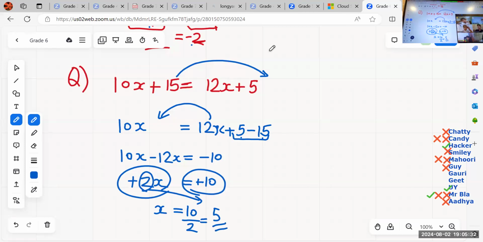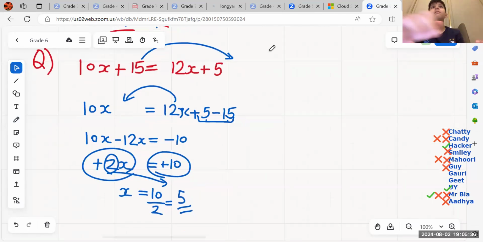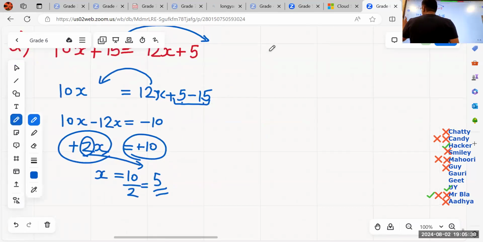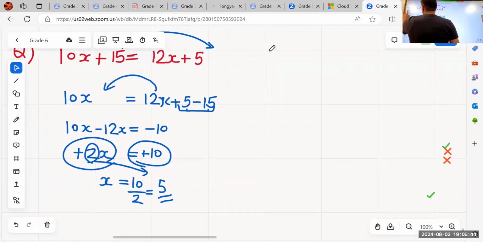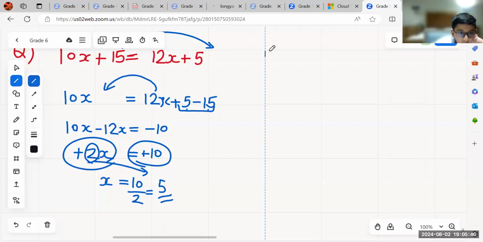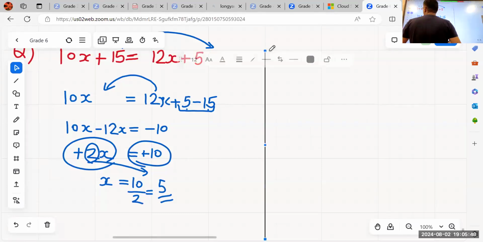Now you guys till now should know how to check your answer. There is a way to check your answer also in case you are not confident and the equation is simple. Like in this case, these are very, very, very simple equations. Yes, beta, they are very simple.